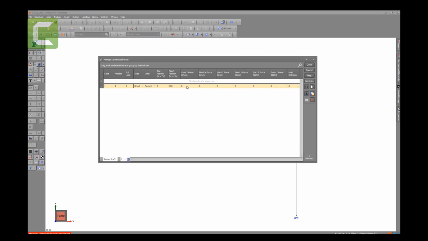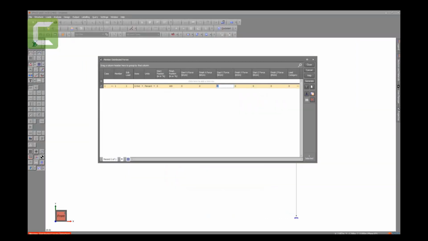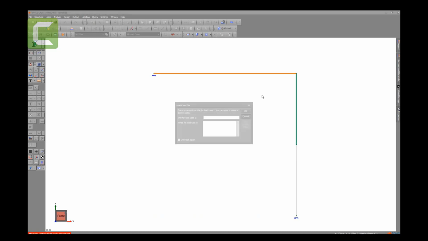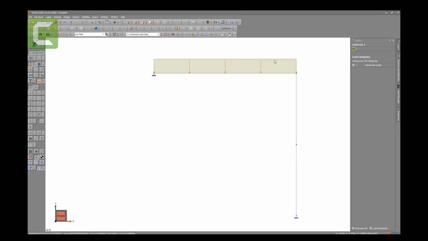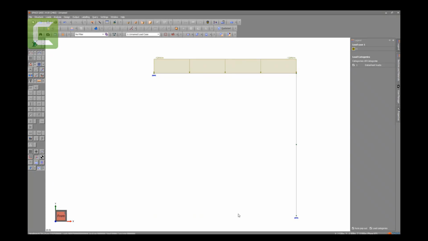And from that UDL load, how much is it? It is 12 kilonewton per meter. So put minus, so that shows that it is coming down. Minus 12 and minus 12, finish. So if you want to show diagram annotations and hit OK, you can see minus 12.